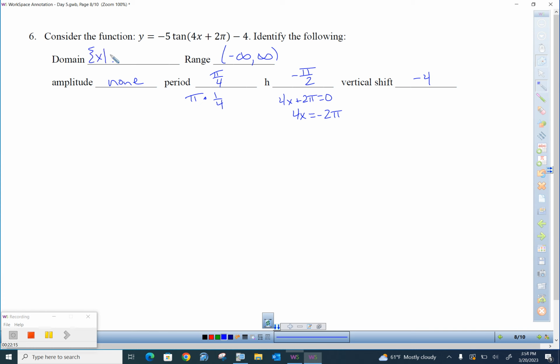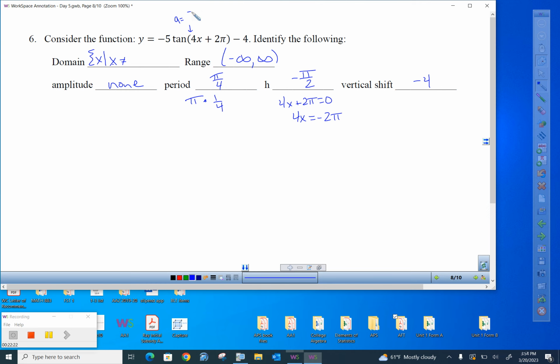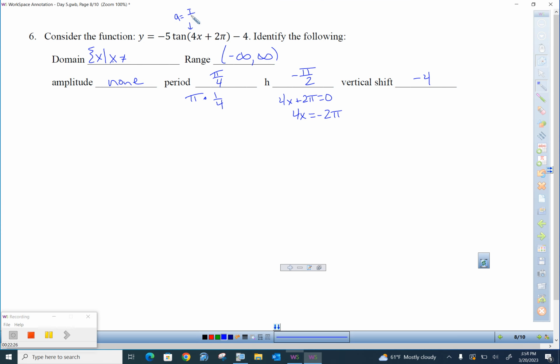Starting out the same way, x can't be the first asymptote. So we're going to go up here. When we see this, we know a is 1/4. When we see this, h, we have to solve for it, and we already did that down here. Negative pi over 2. And we're going to put that together for our domain. So 1/4 times our old asymptote, pi over 2, that's constant. Let's write that parent asymptote. And then minus pi over 2.